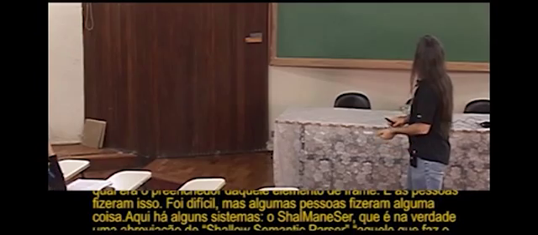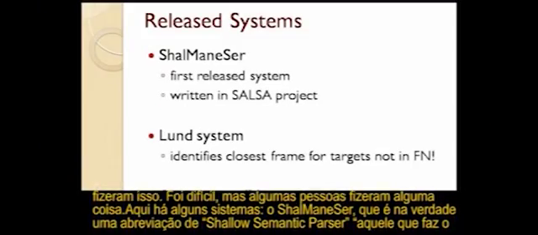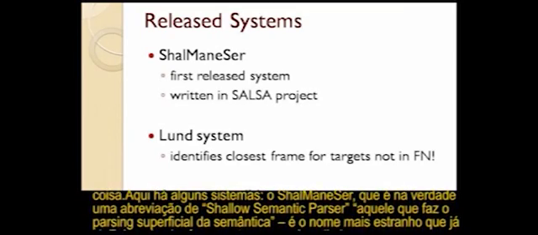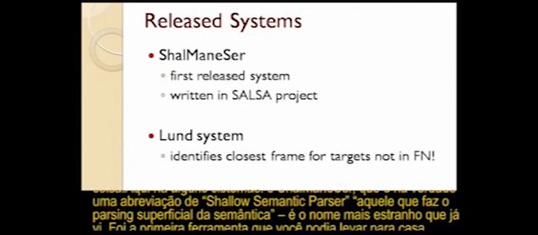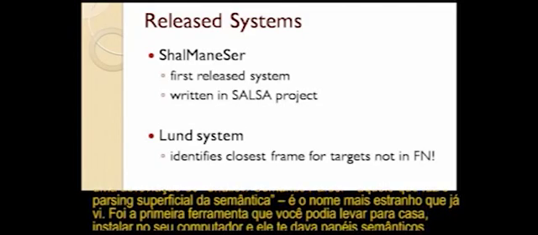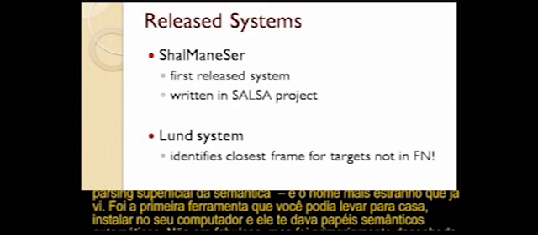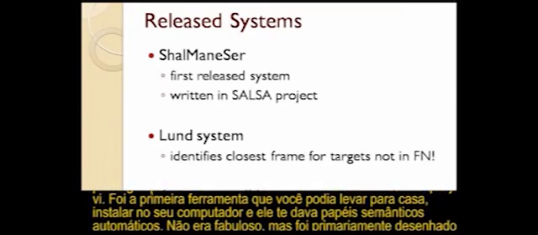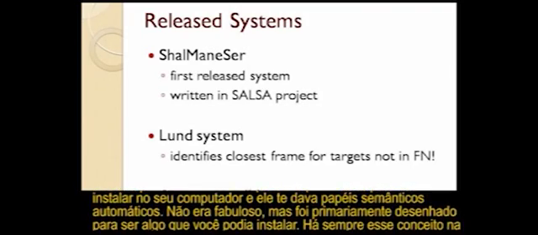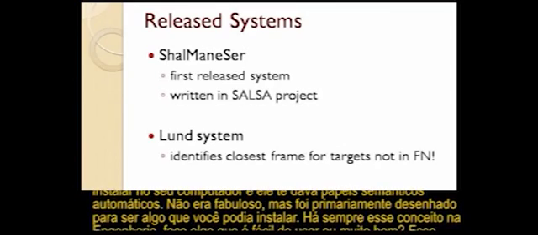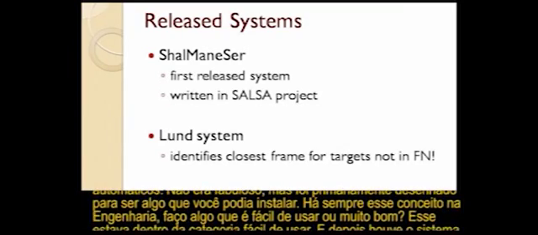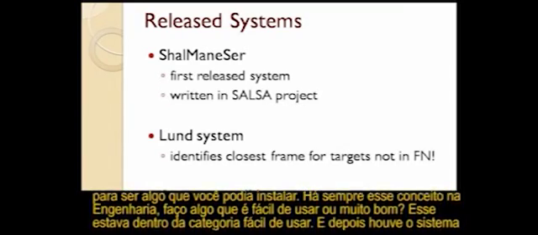So here's some systems. Shalmaneser, which is actually an abbreviation for shallow semantic parser, which is the weirdest name I've ever seen, it's the first major release system that was just a tool that you could take home, install on your computer, and have it give you automatic semantic roles. It wasn't fabulous, but it was primarily designed to be something you could actually install. So there's always this trade-off with engineering. Do I make something that's easy to use or really good? This one is in the easy to use category.